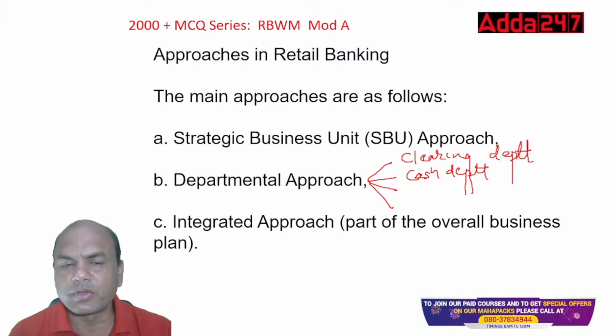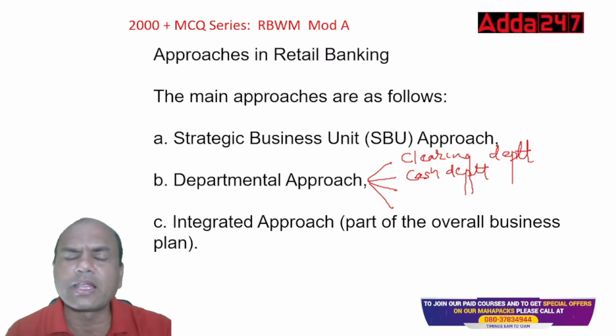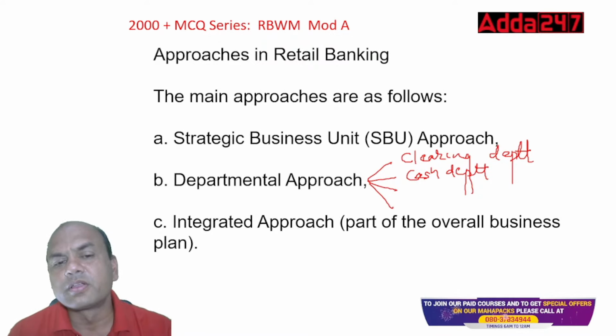But as per the book, the model followed by nationalized banks is in your RBWM book itself. Can anyone tell me the model followed by nationalized banks? Okay, I'll answer it at the end. I'm having one question over here: which is the model followed in the nationalized banks?